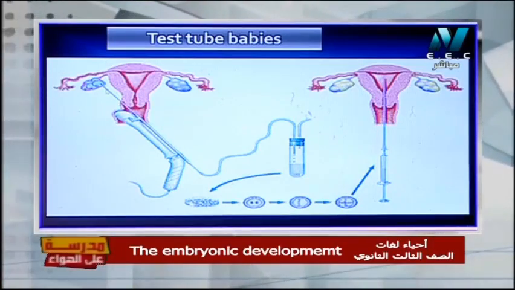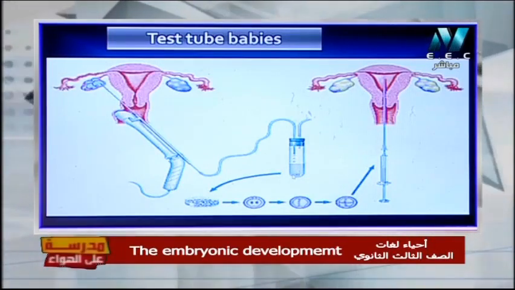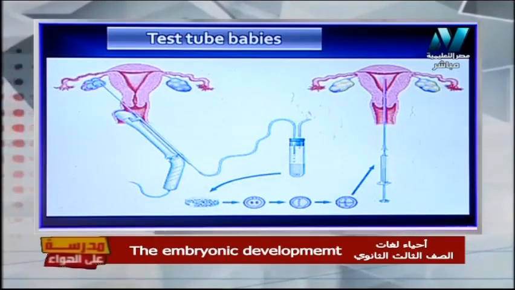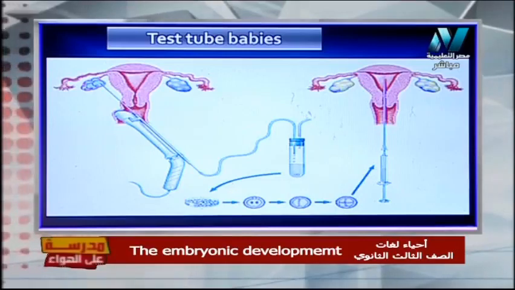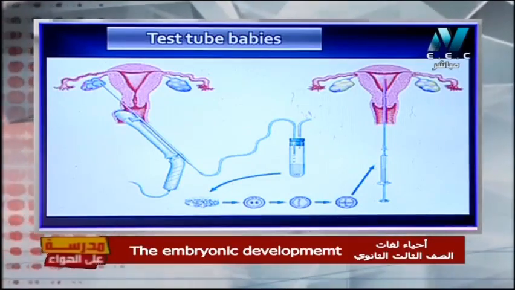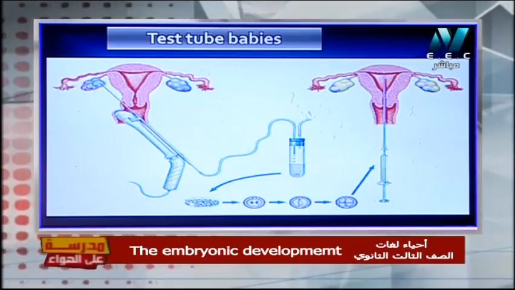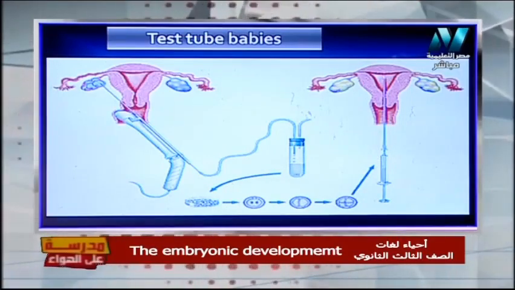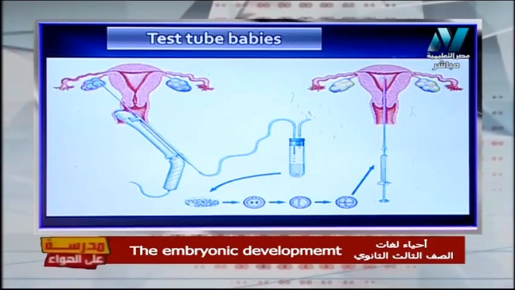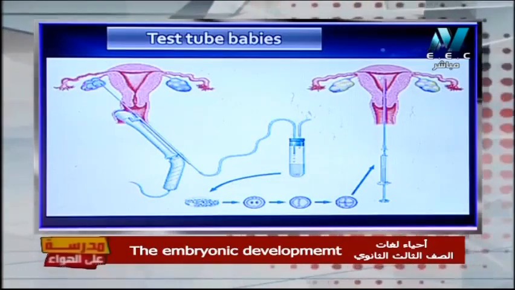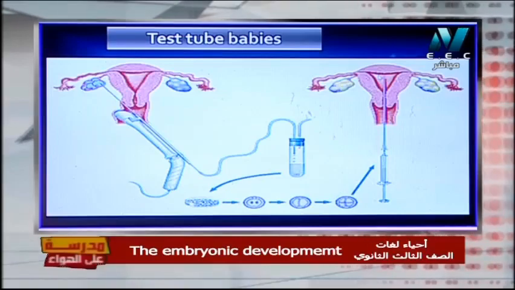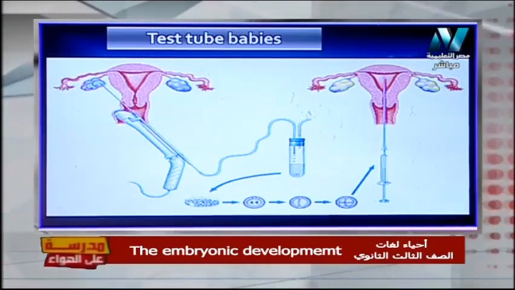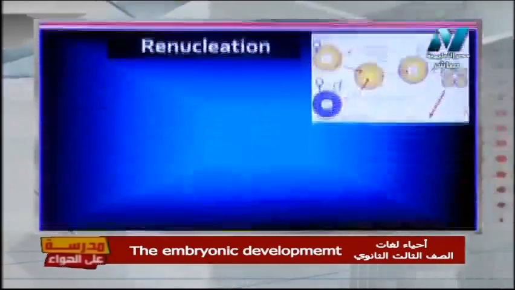وبعدين بنعمل تيكينج ذا سكندري أوسايت كده، هحطها هنا في التيست تيوب، وبعدين بنحطها هنا وبيبقى عليها السيمنز أوف ذا سبيرمز علشان يحصل فيرتلايزيشن. طيب نسيبها هنا في النيوتريتيف ميديوم دي شوية، هتبقى بعد يوم 2 بلاستومير، وبعدين تبقى 4 سيلز، وبعدين تبقى موريولا. ناخد الموريولا دي نعملها امبلانتد انسايد ذا اندوميتريوم أوف ذا يوتريس. لما تتزرع هنا هتبدأ خلاص، يبقى حصل إن الإمبريونيك ديفلوبمنت تبدأ، ويبقى في هنا بريجننسي ديو تو ذا ميكانيزم أوف ذا تيست تيوب بيبي.